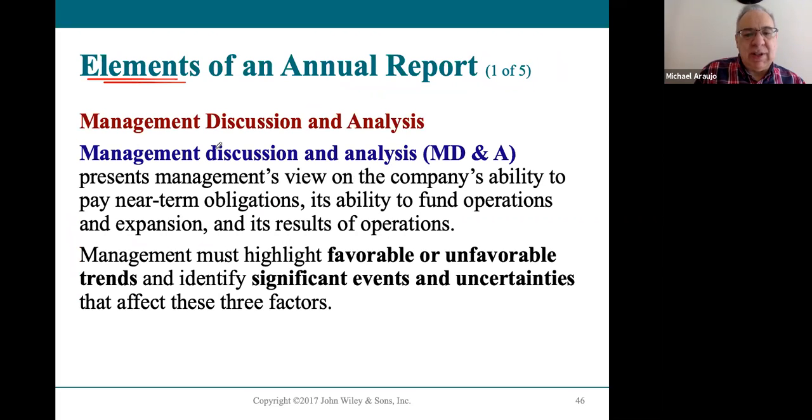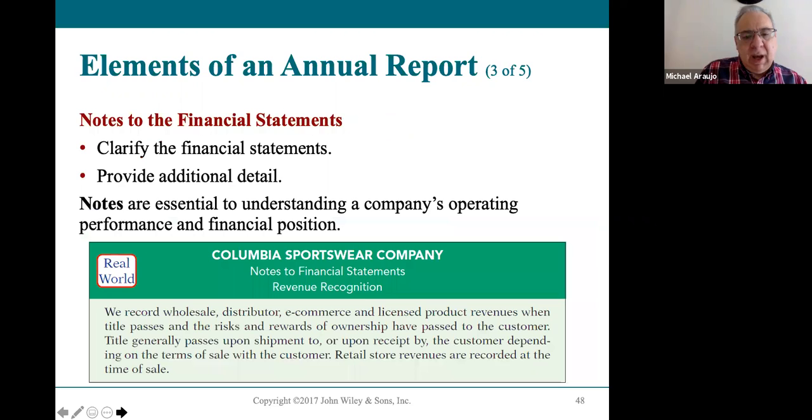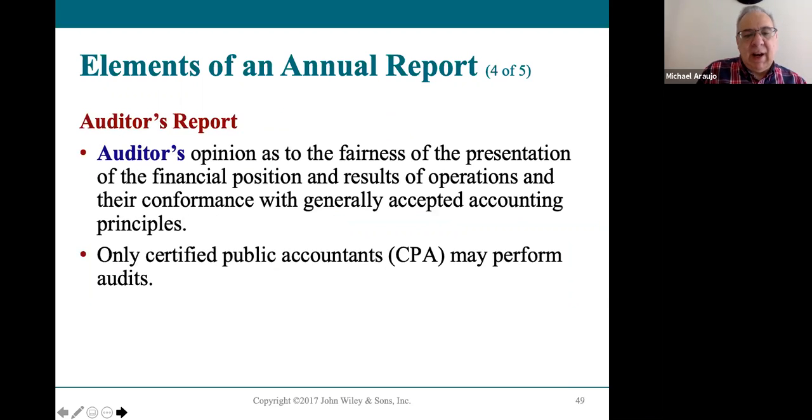Management has to discuss, and this is the biggest part, things that are favorable and unfavorable and any events that might affect some of these types of things. And this is actually a very bad example, because this is only a paragraph in something that can be anywhere from 25 to 100 pages long, depending on the annual report. The notes clarify the financial statements, and there'll be lots and lots of notes to those financial statements.